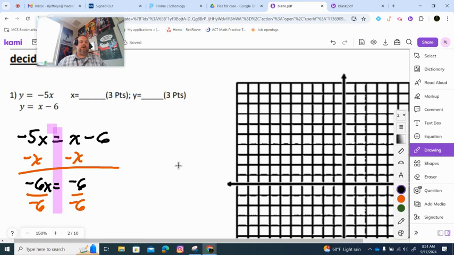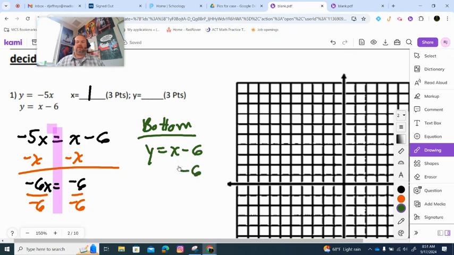Okay, so x is 1. Now, if we get x is 1, if we use the bottom, which is y equals x minus 6, that's 1 minus 6. So we should get negative 5. Correct? Did I do something wrong?